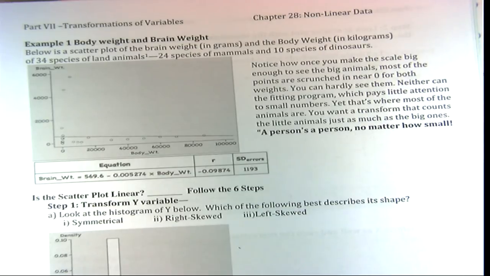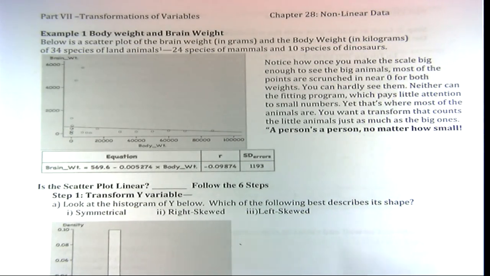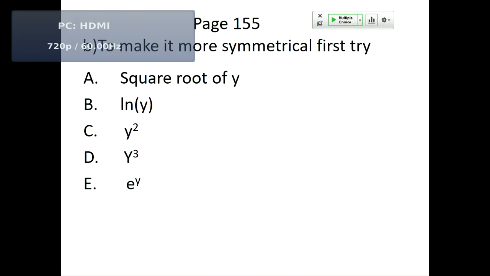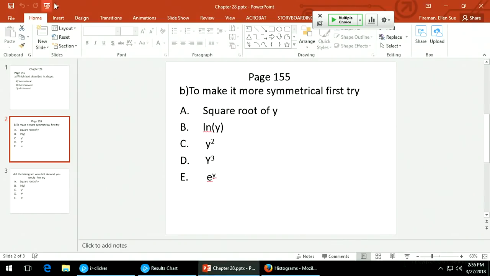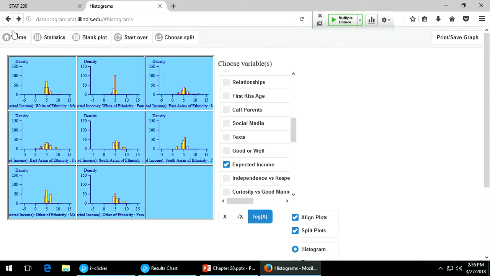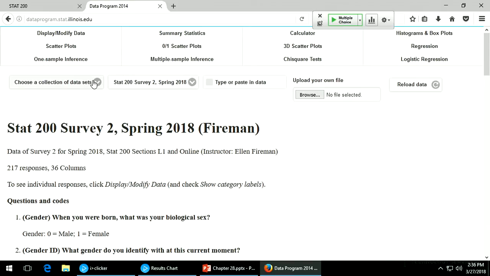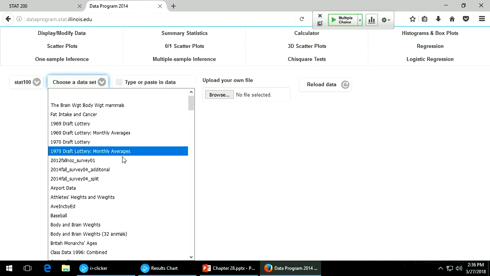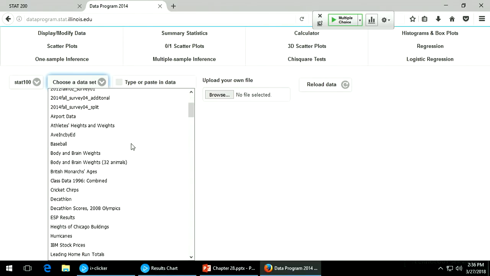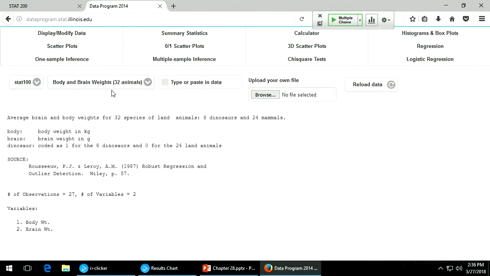All right. So here's a cool example. This is body weight and brain weight of 34 species of land animals. So let's go look for this one. Okay, it's really 34 animals. I have it wrong here. It says 32, but it's really 34 animals.